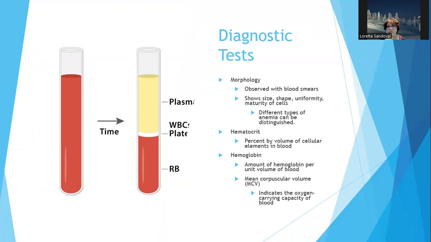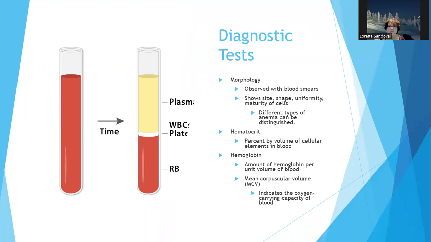Hematocrit is the percent by volume of cellular elements in the blood, and it's expressed as a percentage. So it'll say your hematocrit is 42% or something like that. If your hematocrit is low, you're not getting enough oxygen, you might be dizzy or fatigued.